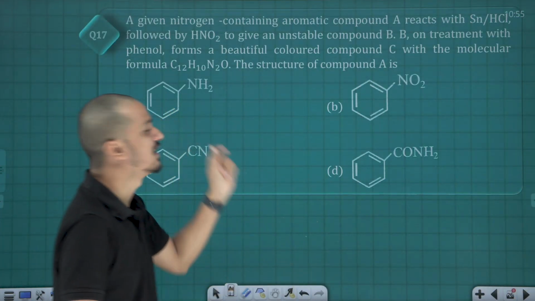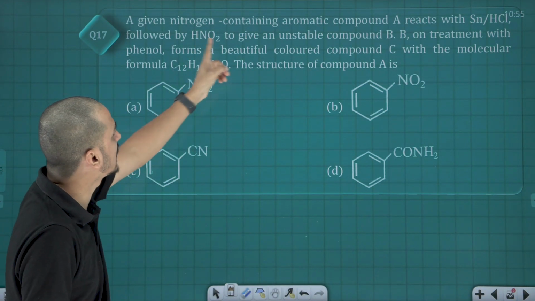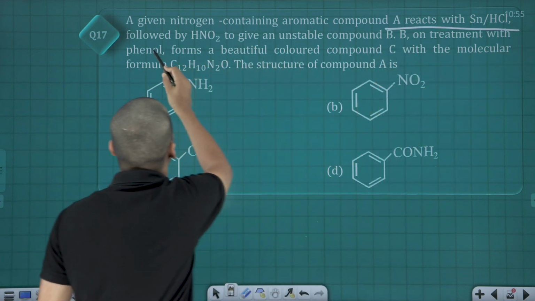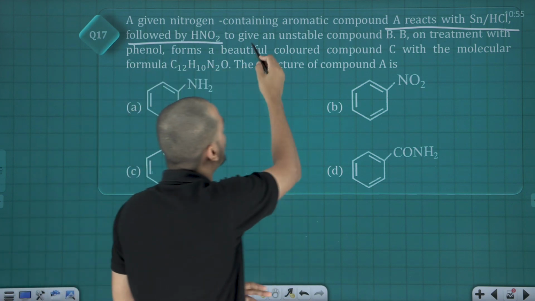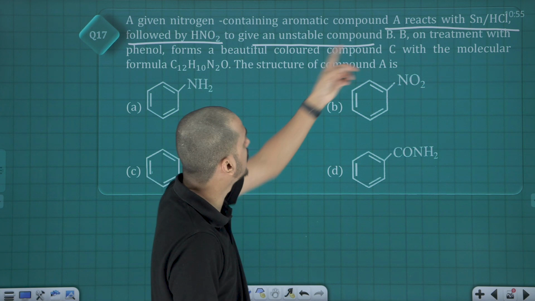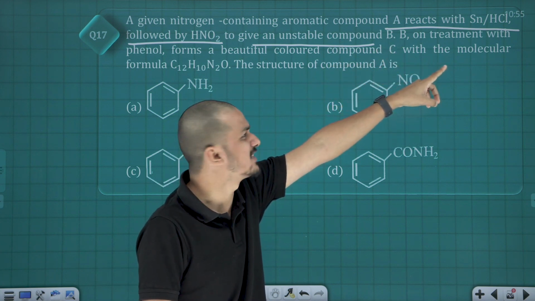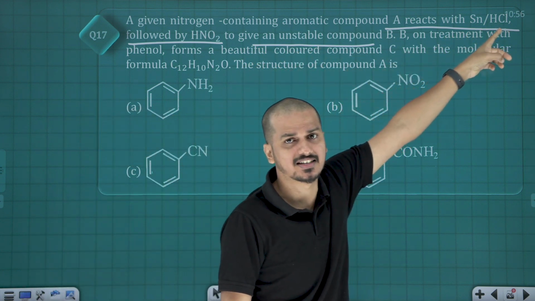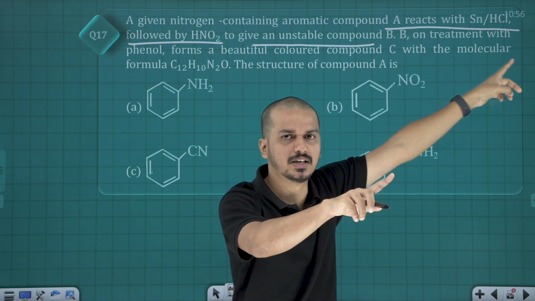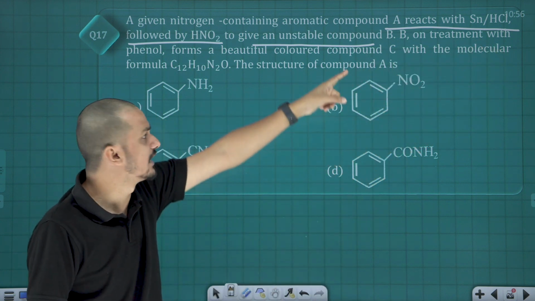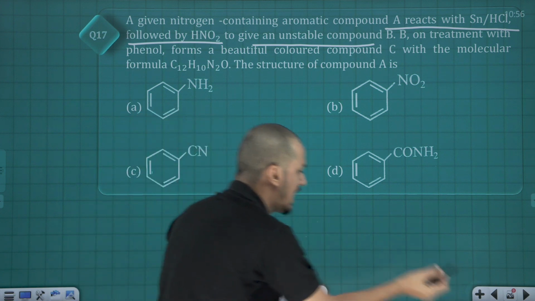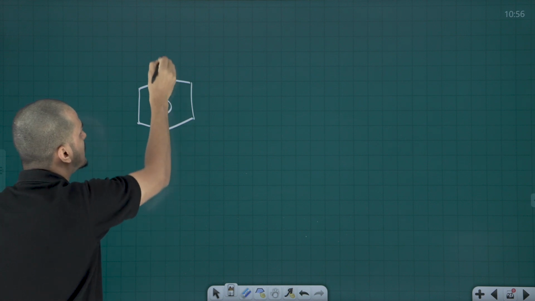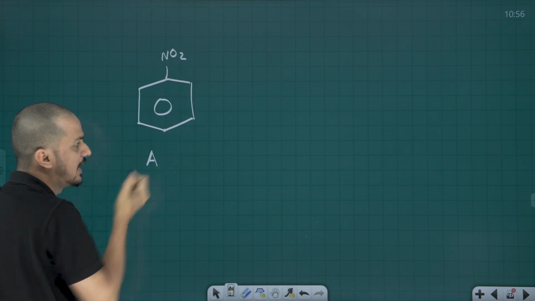Okay, see, next question. A given nitrogen containing aromatic compound A reacts with Sn/HCl followed by HNO2 to give unstable compound B. So compound A reacts with Sn/HCl, then HNO2. Of course, here Sn/HCl is reduction. Something on reduction, then HNO2 means that is actually aniline. After reduction you will get aniline. So compound A should be nitrobenzene, correct? Compound A should be nitrobenzene.